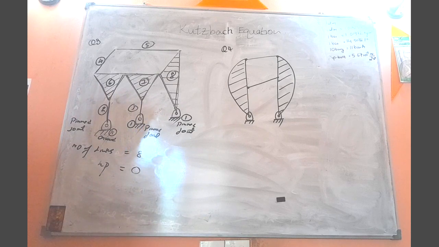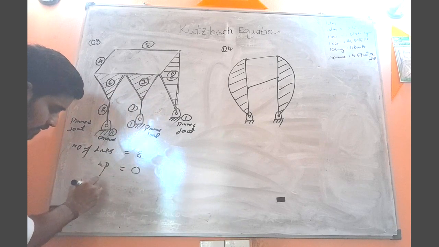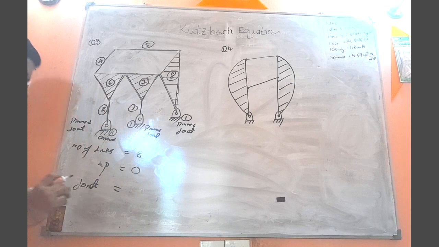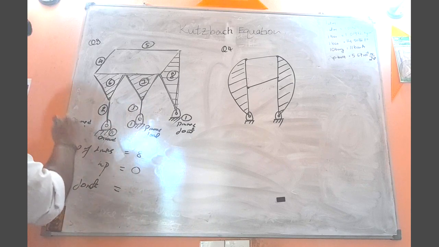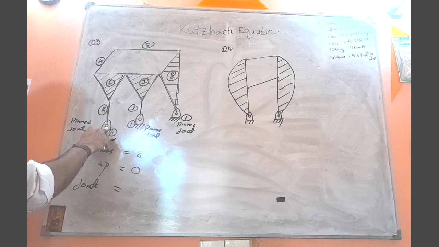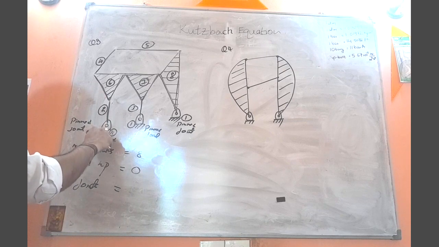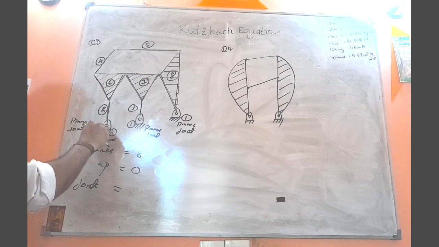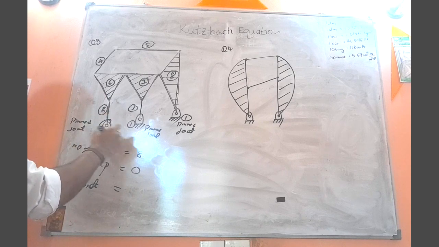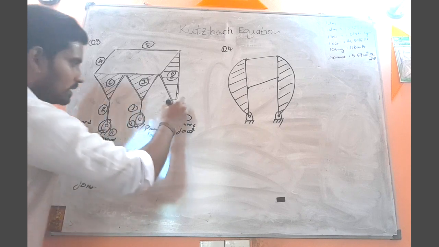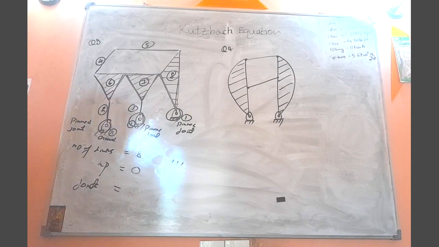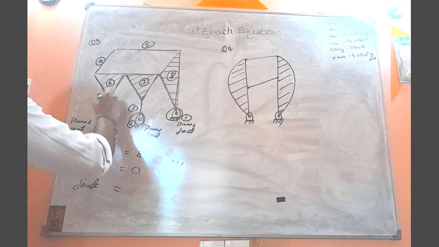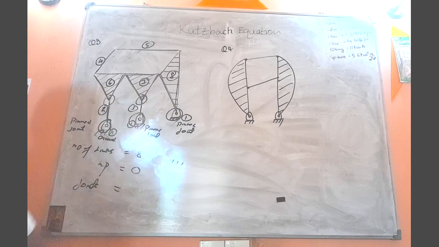And the next thing is the number of joints. Now let's carefully calculate the number of joints. If I consider this pin connection, here we have one joint. Got the point? So here we have joint 1, joint 2, and joint 3. 3 joints. Joint 4, joint 5.